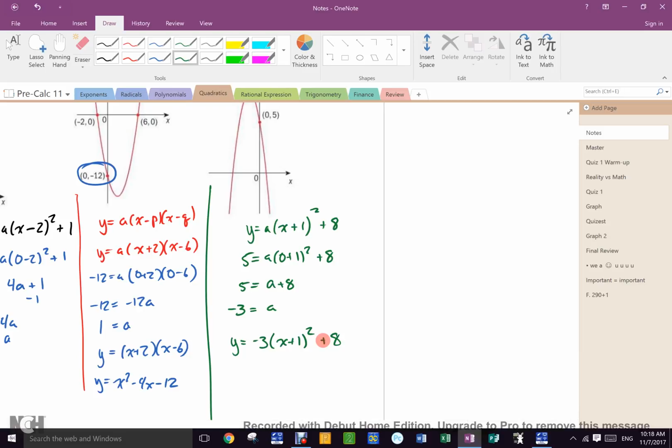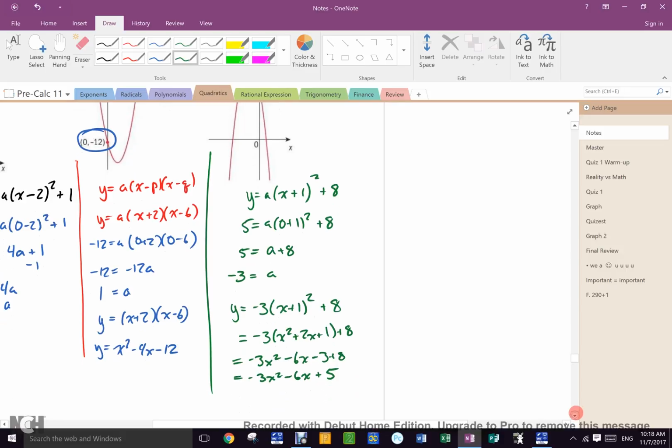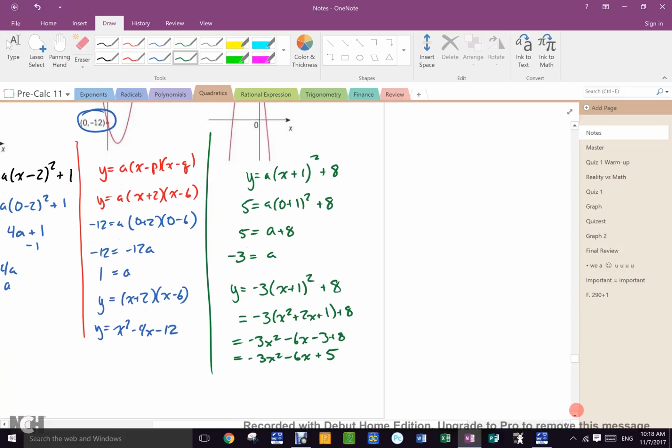That's the grade 11 part, to get to there, right? Is everybody good? You know what, it takes 2 seconds. Negative 3, x squared plus 2x plus 1 plus 8. Negative 3x squared minus 6x minus 3 plus 8. Negative 3x squared minus 6x plus 5. Everybody okay?